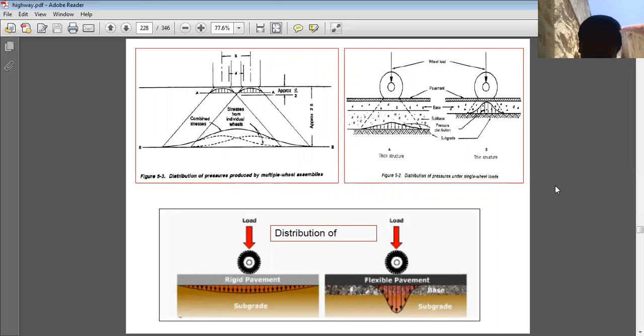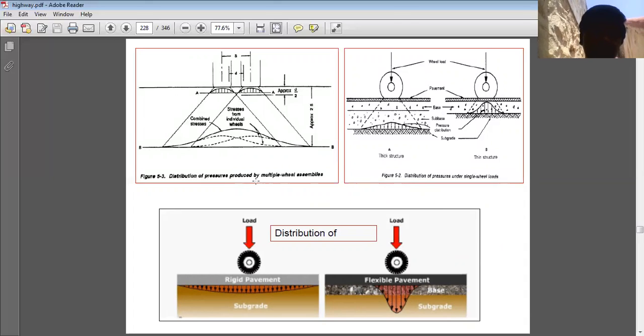Load distribution of rigid pavement and flexible pavement. In flexible pavement, different layers are provided, for example base and sub-base, but in rigid pavement only one layer is provided. So distribution is different in different pavements.